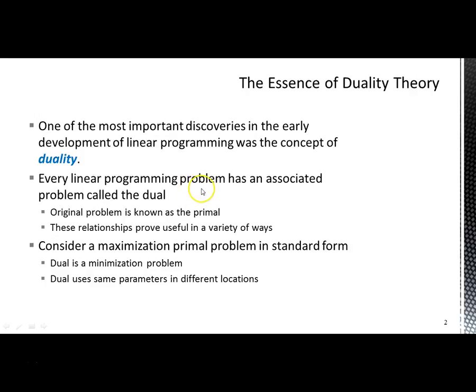Every linear programming problem has an associated problem called the dual. The original problem is known as the primal. These relationships prove useful in a variety of ways. Let's consider a maximization primal problem in standard form. The dual will be a minimization problem, and the dual uses the same parameters in different locations.